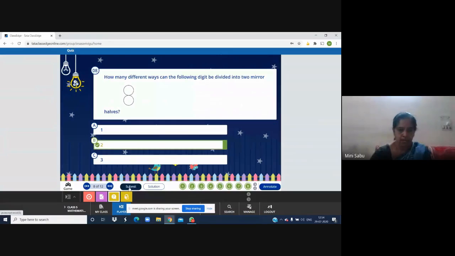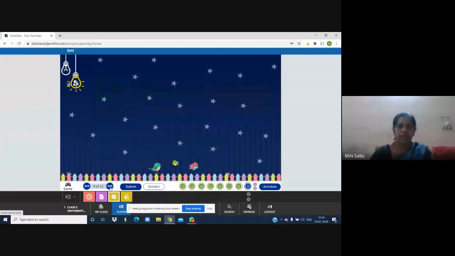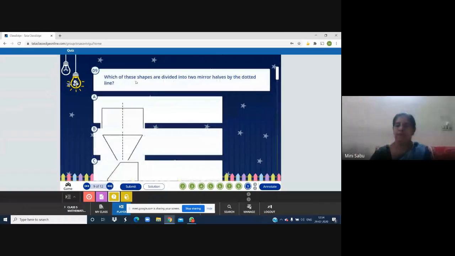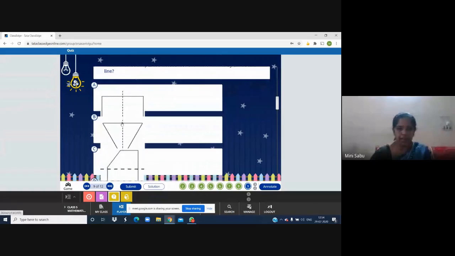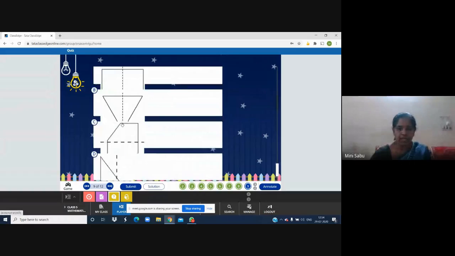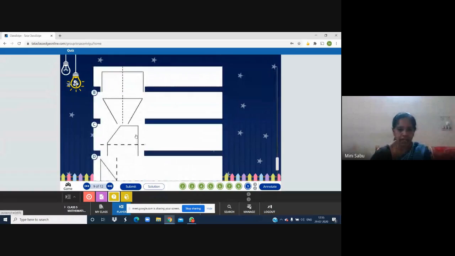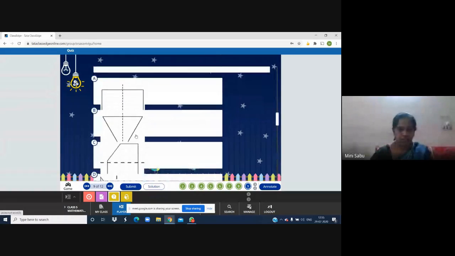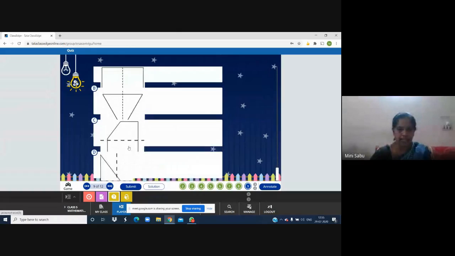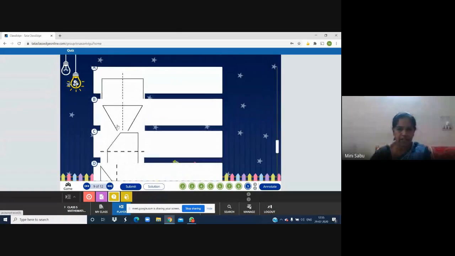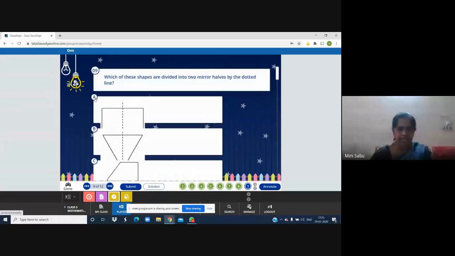Okay, children. Now we will go to the next question. Which of these shapes are divided into two mirror halves by the dotted line? Which one do you feel? See, 4 questions are there. Anyway, these 2 are not there. Here the picture is not complete also. Let us try this and see. Otherwise, we will try.